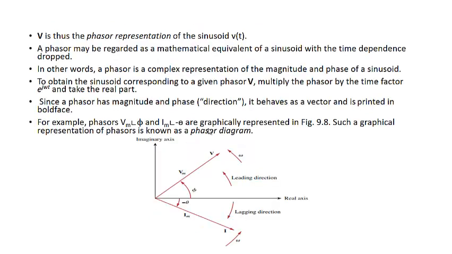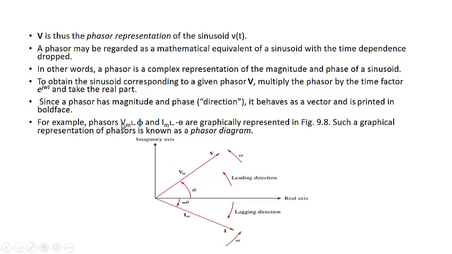You will get the actual sinusoid. Since the phasor has a magnitude and phase, that is direction, it behaves as a vector and is printed in boldface. So, with respect to the vector, it also has magnitude and a phase, so it behaves like a vector from that perspective.